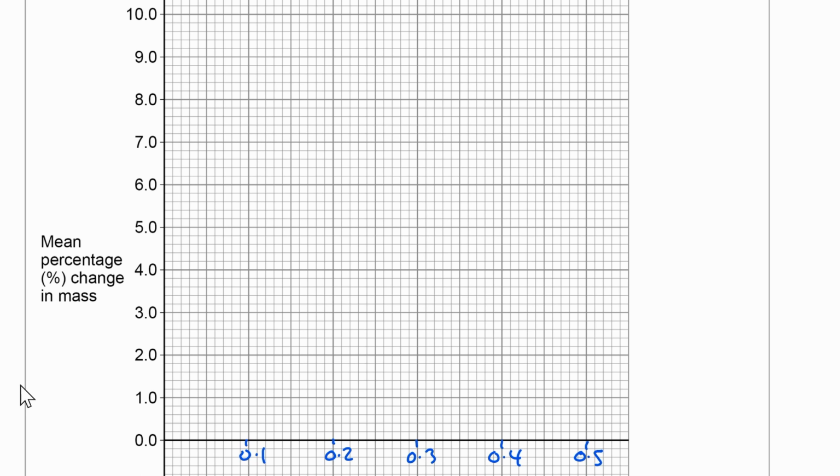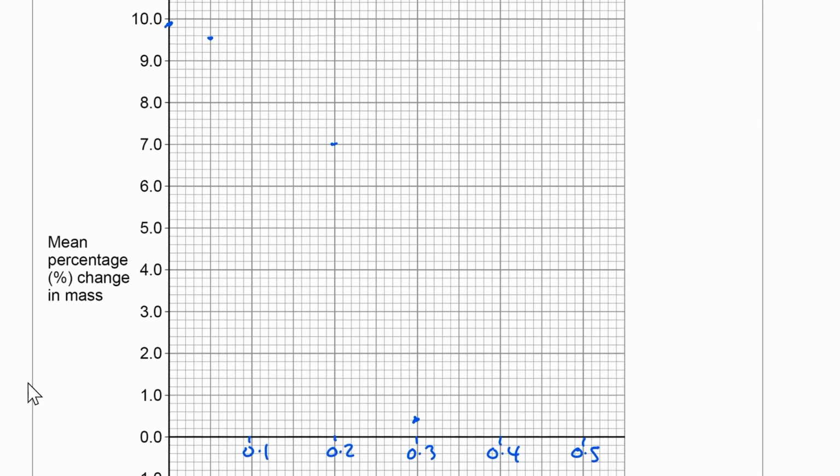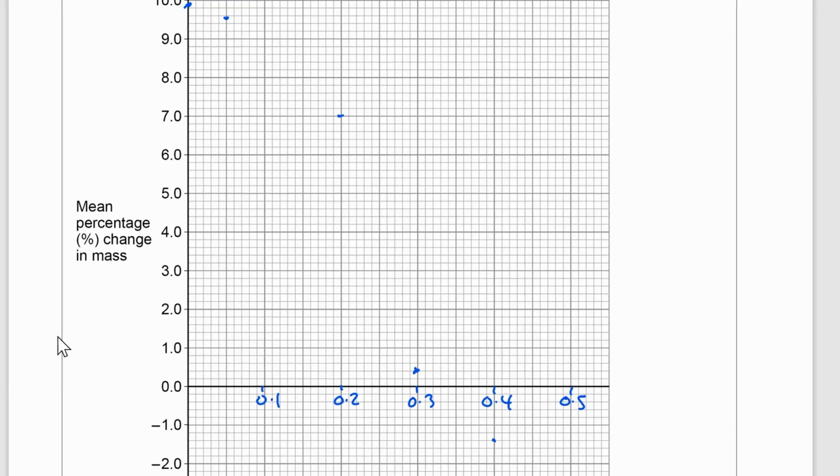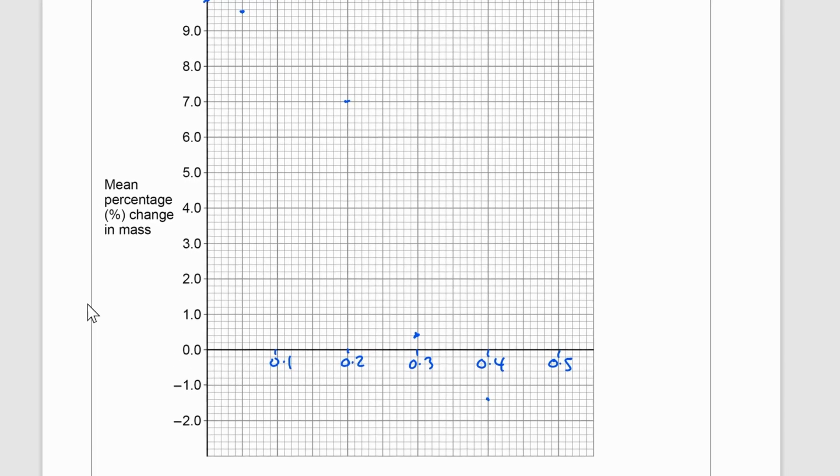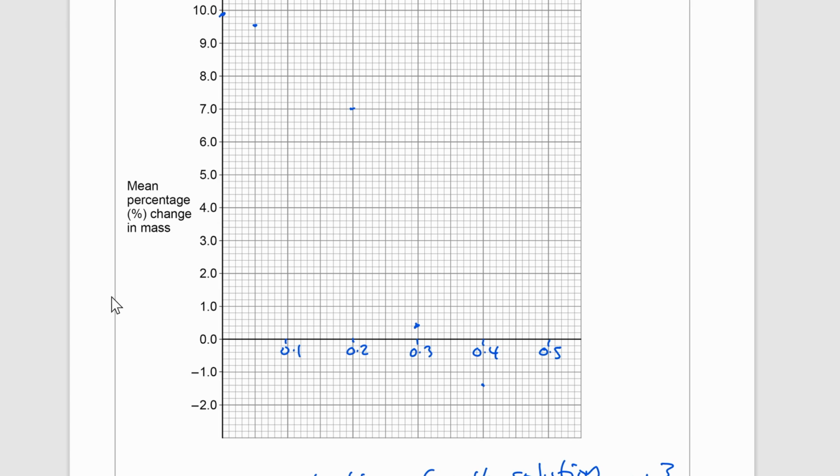So first one, 0.0, finding 9.8 on our x-axis and our y-axis, and then we put either a dot or a cross there, making sure it's quite visible. 0.1 should be going to 9.5, so we would need to put a little dot just there. 0.2 going up to 7, 0.3 to 0.4, and then on 0.4 we're going to negative minus 1.4. Okay, so our points are plotted.